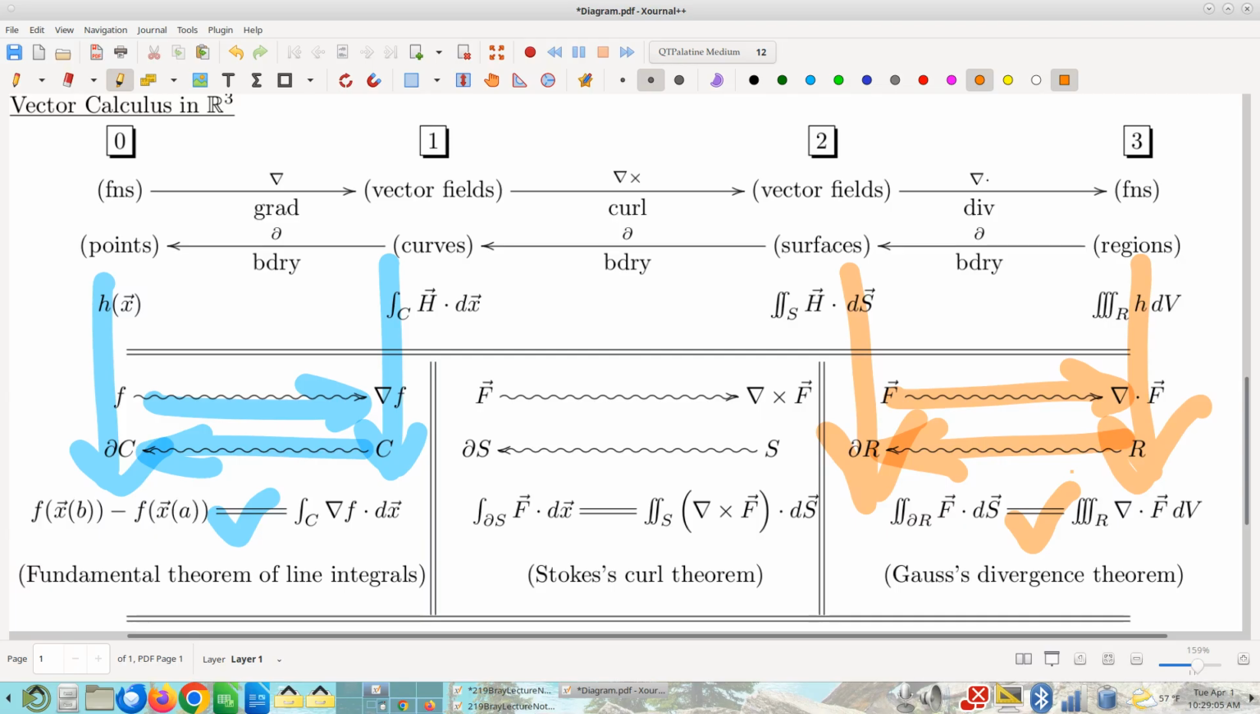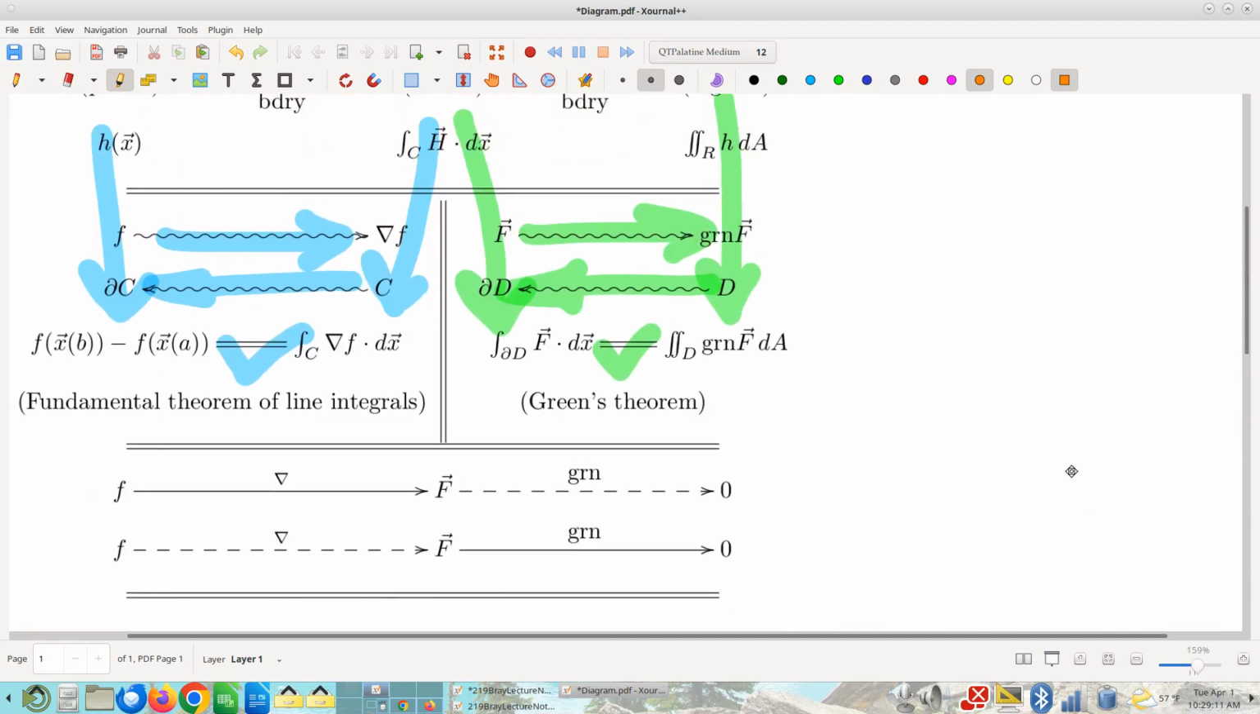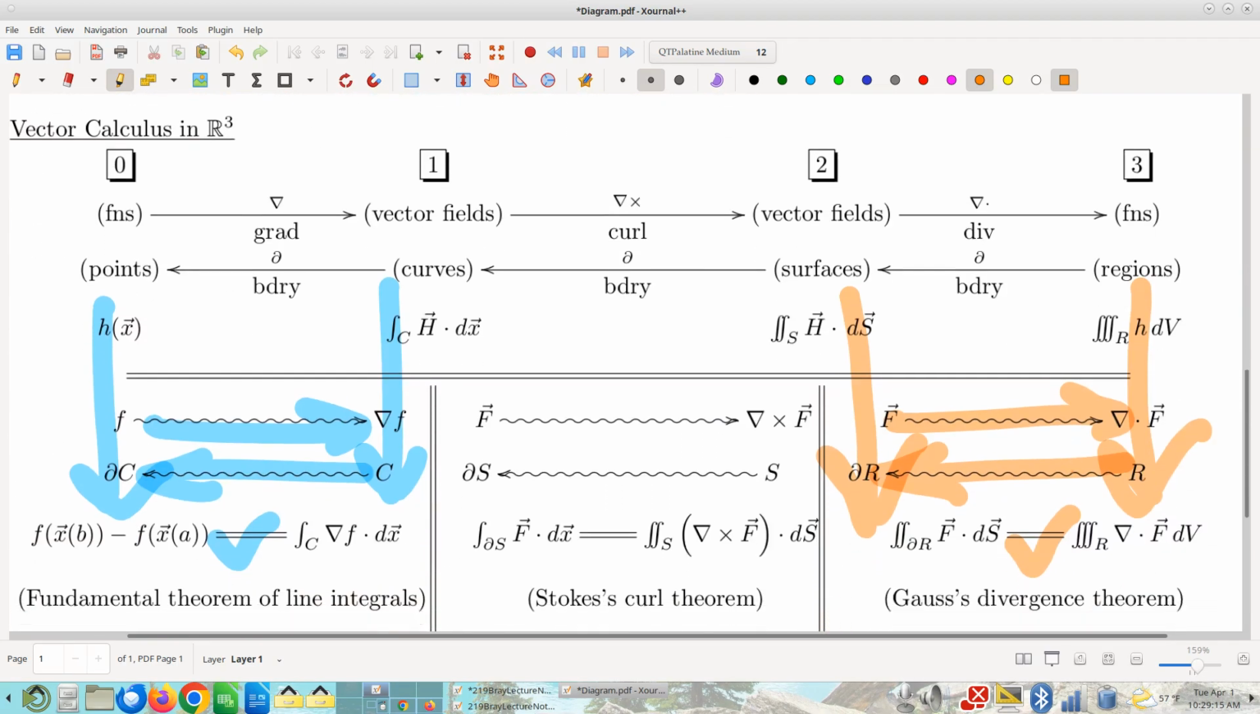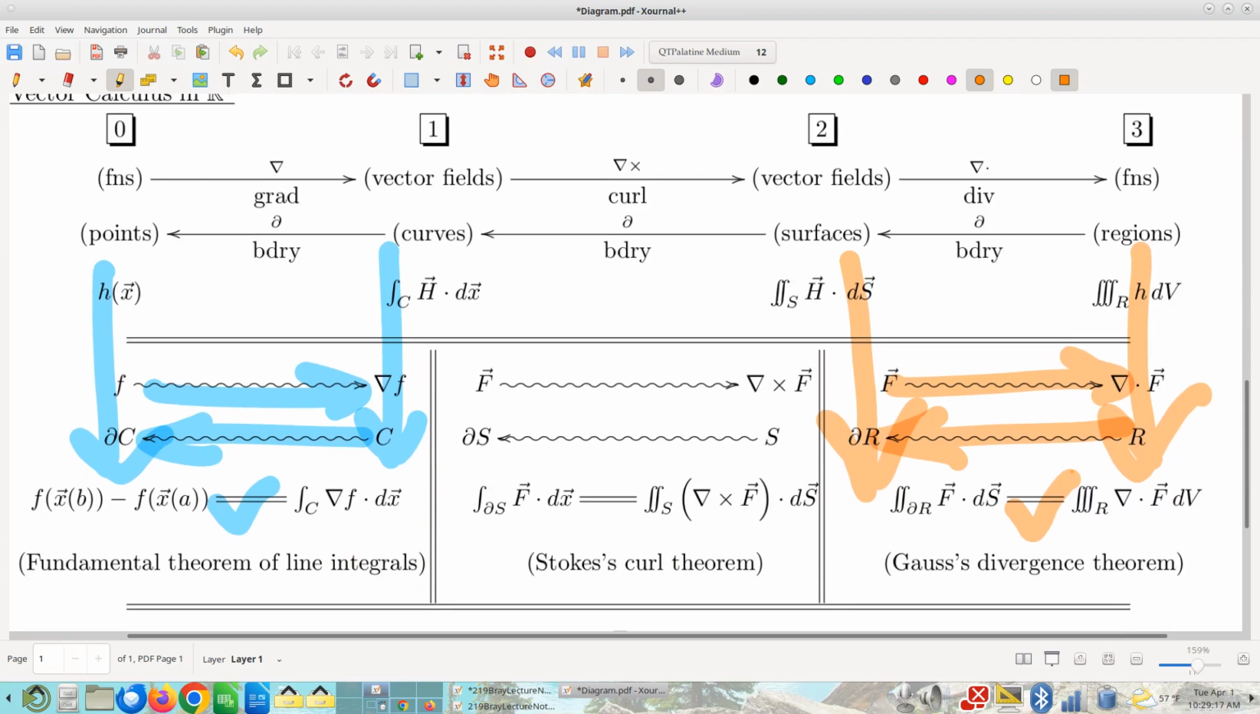Gauss's divergence theorem is morally equivalent in this sense to the fundamental theorem of line integrals, and it's morally equivalent to Green's theorem, just adapted appropriately to the geometry of the circumstance. And then, by the way, same for Stokes's curl theorem. If you follow the pattern, you get the same thing again. So this is really cool information.